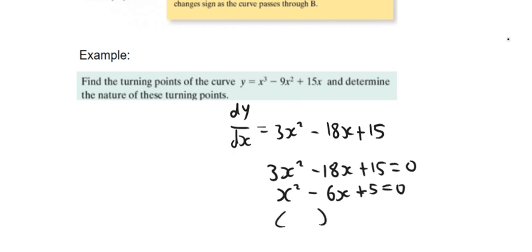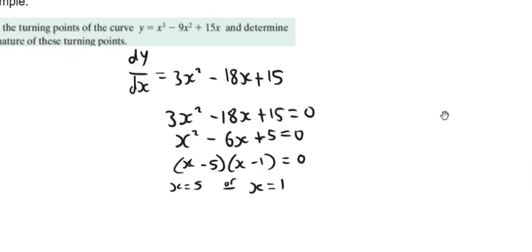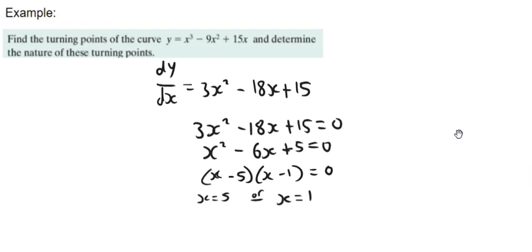So let's factorize it. We're going to get x equals 5 or x equals 1. So there are two values for x. Those give us the x values of the points of the max and min, but we have to put them back into the original equation, because those points are on that curve. So let's put them both back in.